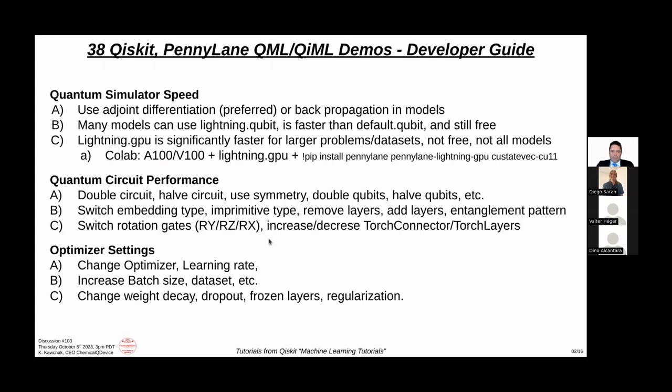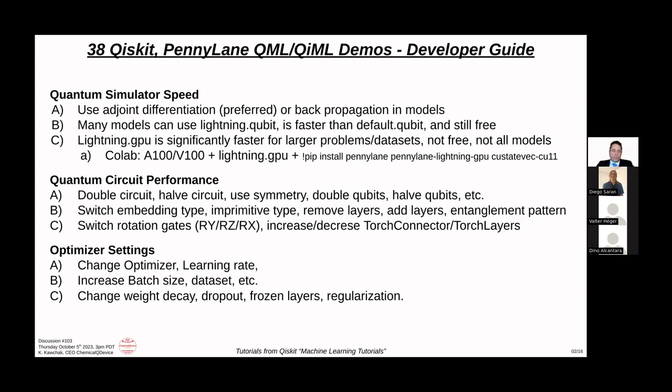You can also switch primitives, like your CNOTs, your CZs, and CYs. You can remove layers, add layers, change entanglement patterns, and switch the standard rotational gates. A lot of times a really good circuit for embedding is just a Hadamard and an RY gate on however many qubits, and that's good. Then you get into trainable circuits, which is a little more specific to the number of layers. You can also use torch connector and torch layers to insert your quantum circuit into a specific part of torch code that already exists.